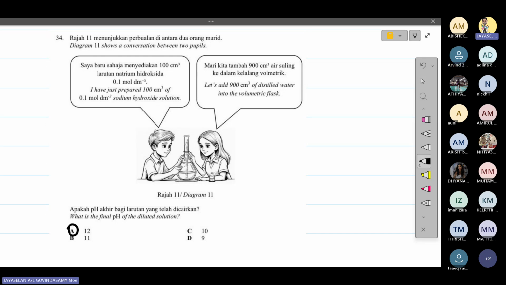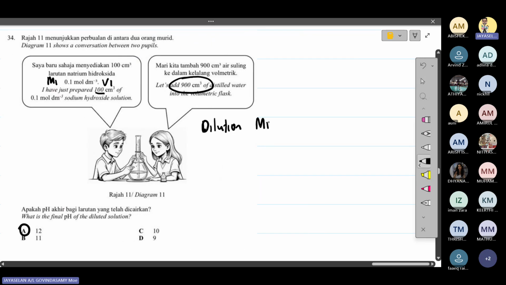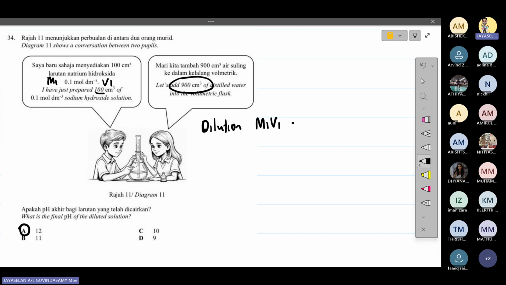We check. When they put 0.1 mol dm^-3 of 100 cm^3, this is your M1, the molarity before adding water. This is your volume 1. When they add water, the first step is dilution. When you add water, you must write down the formula of dilution: M1V1 = M2V2, molarity before adding water, volume before adding water, molarity after adding water, and volume after adding water.